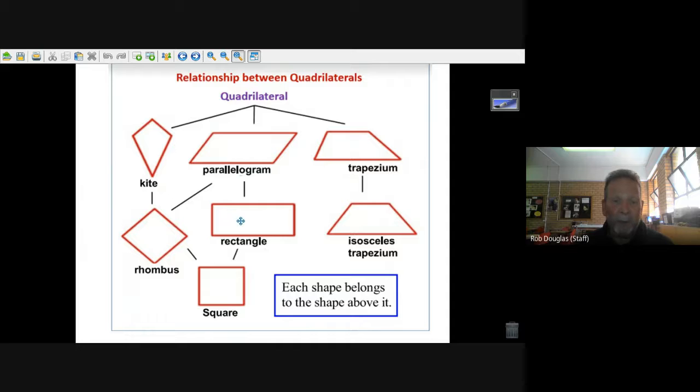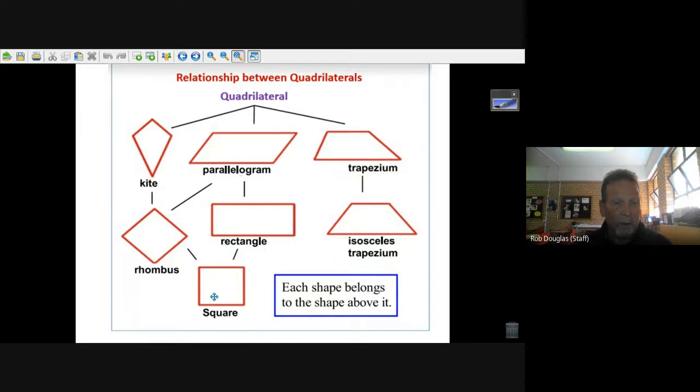Now, if you have a parallelogram that's got 90 degrees in the corners, you've got two pairs of parallel lines, but the angles are 90 degrees there. That's called a rectangle. Now, it turns out that a rectangle is really a special type of parallelogram. So the shape in this diagram, the shape below, belongs to the one up above it. It's a subset. Rectangles are a subset of parallelograms.